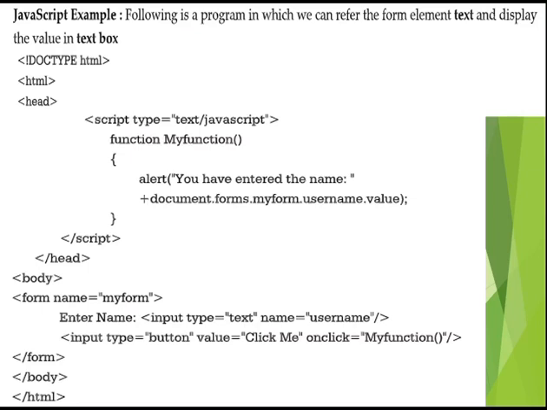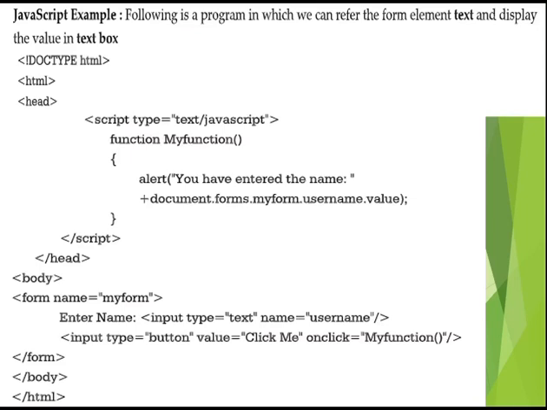Now we want to retrieve the name that is entered inside the text box, right? Whatever name you enter in the text box, you want it to be displayed inside your alert at runtime. So what are you going to write? Alert, in double quotes "You have entered the name", then close the double quotes, and how are you going to display it? So plus, and document is your first object.